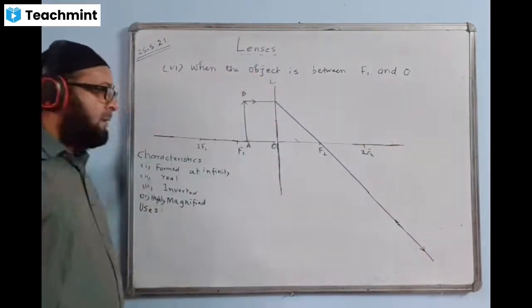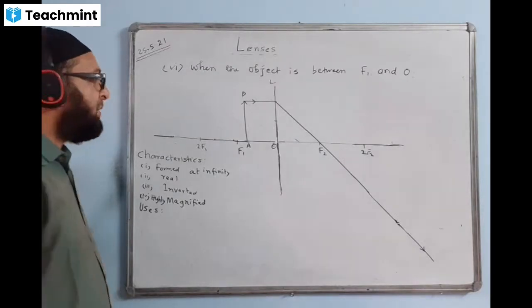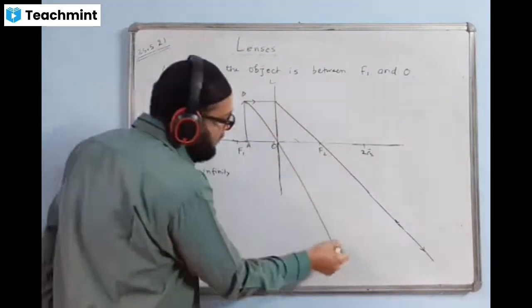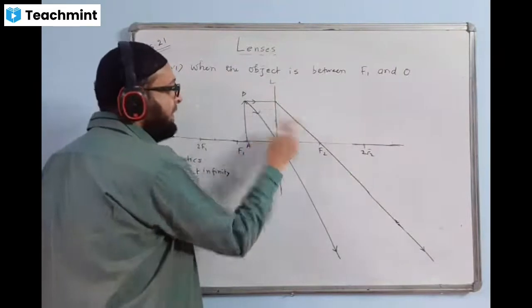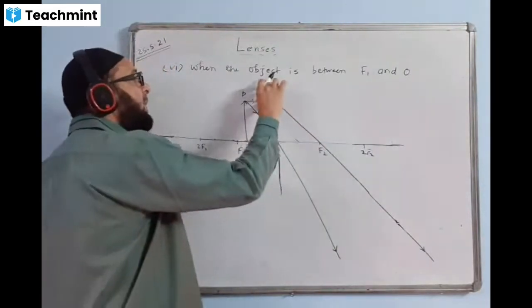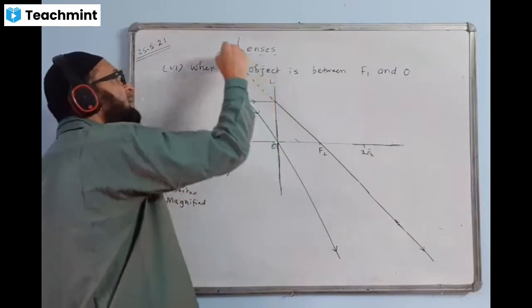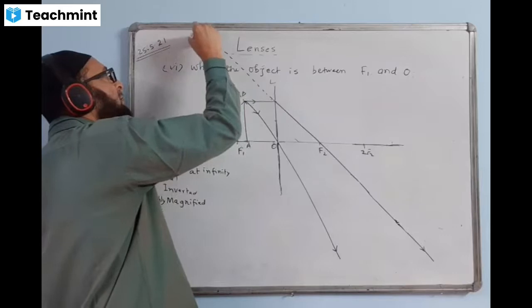Here is an object. How to draw the second ray? The second ray will pass through O like this. These two rays are not meeting, neither are they parallel, but they will meet in the back side, with a dotted line. So you have to produce a dotted line backward here, and here also a dotted line in the backward direction, like this.